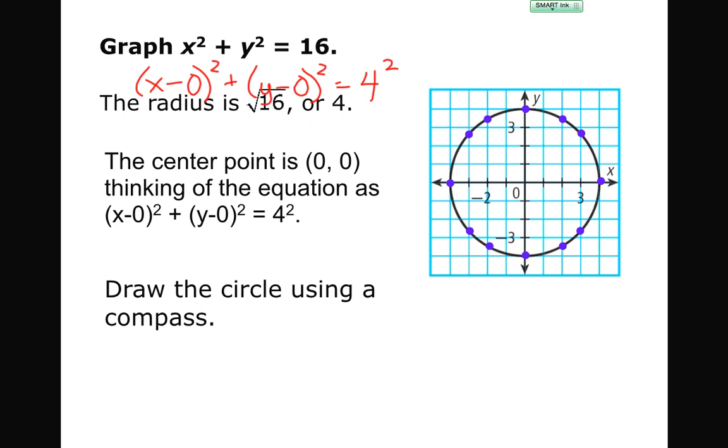0, 0, and we went 4 each way. If you wanted to find some other points, you could put a 3 into the equation and see what you get for y. Very seldom is it going to be an integer. You could put a 2 in and see what you get for the y. You'll actually get 2 values for the y because you're doing the square root when you're trying to solve that equation. Okay, let's try another one.